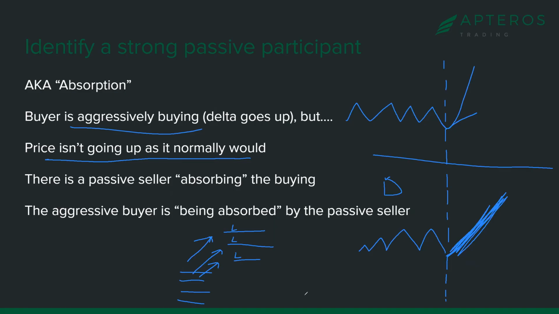So these last two points here are nomenclature. In this scenario, there is a passive seller absorbing the buyers. Or we could say, which means the exact same thing, the aggressive buyer or the buyers are being absorbed. The passive participant is the sponge. They do the absorbing. The aggressive participant is the water trying to flow. Sometimes the sponge absorbs the water. That's absorption.